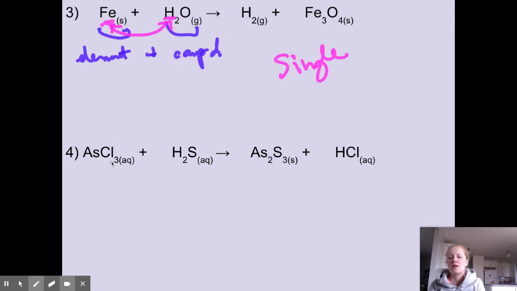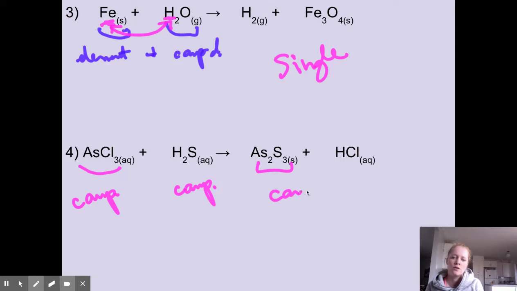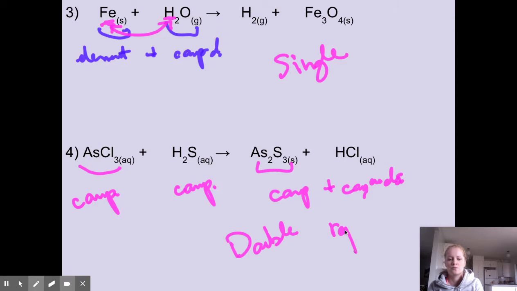Number 4, I can identify that this is a compound. This is also a compound. And my products, I actually also have 2 compounds. The only type of reaction that works like this is a double replacement.